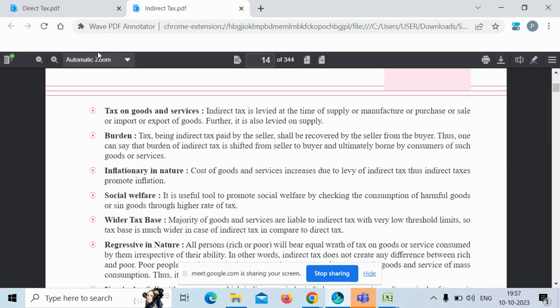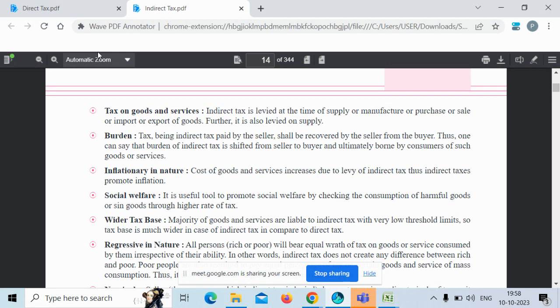Social welfare. It is a useful tool to promote social welfare by checking the consumption of harmful goods or sin goods through a higher rate of tax. Suppose tobacco or alcohol for human consumption is not covered under GST, but still it has taxation. The taxation is always at a higher rate, so that social welfare is promoted.